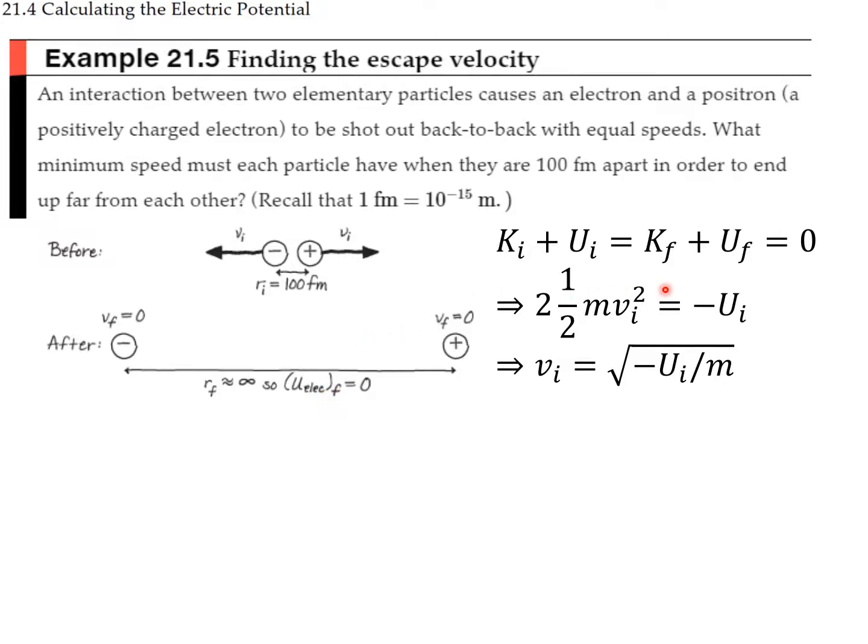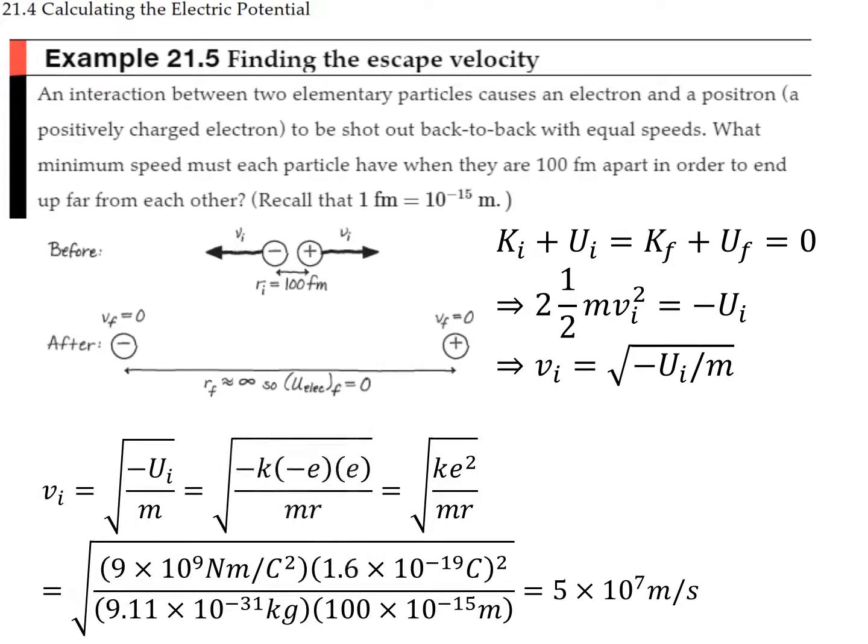So the final state is going to be kinetic energy plus potential energy equals 0. So this is your equation. The kinetic energy is going to be 1/2 mv squared times 2, because there are two of those, a positron and an electron. And this is going to be equal to minus the initial potential energy. So from here you solve for the velocity needed. And it turns out to be 5 times 10 to the 7 meters per second.